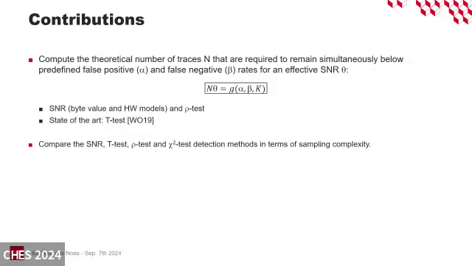And we ended with a simple formula, where the product n theta is a function only of the false positive and false negative rates and the number of classes. So we did this for the SNR, for the two leakage models, and we extended it to the raw test. In the literature, there was already this kind of result for the t-test. And this allowed us to compare the decision metrics for leakage detection based on the same parameter, the SNR.